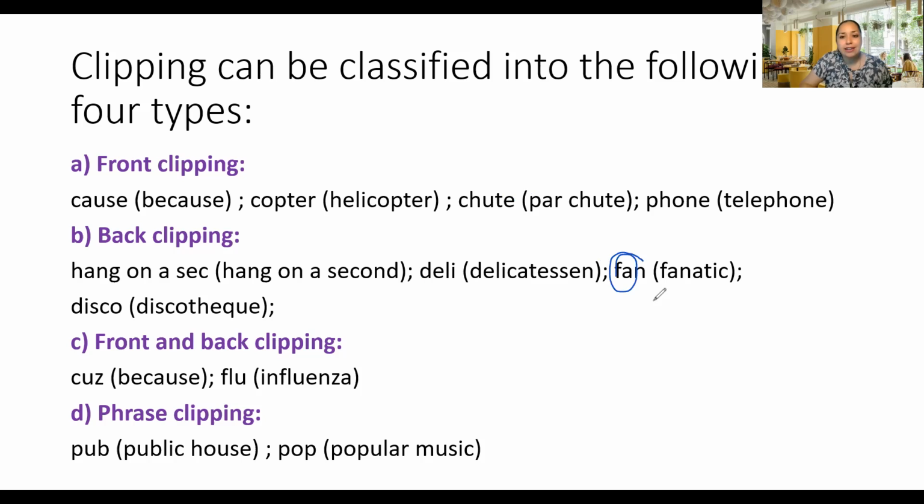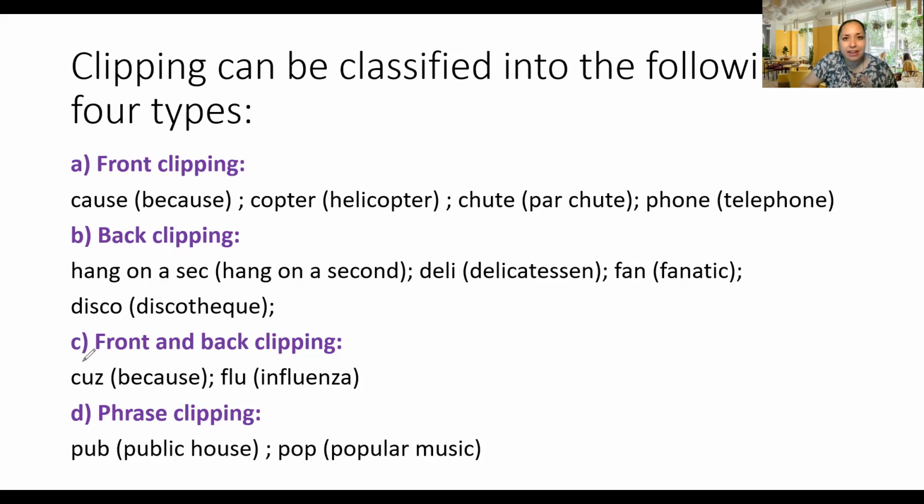And fan, a very common one if you are a fan of an artist, a singer. So you're called a fan instead of being called a fanatic. But the real word is fanatic. Fan is a back clip of the word fanatic. Interesting, isn't it? Disco for discotheque. You already knew that one, I guess. I don't know.